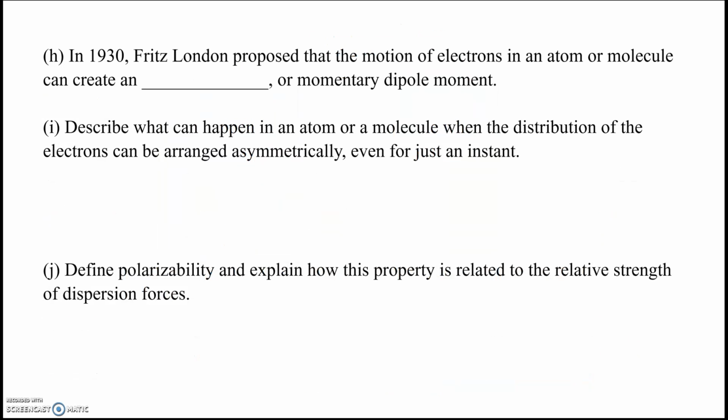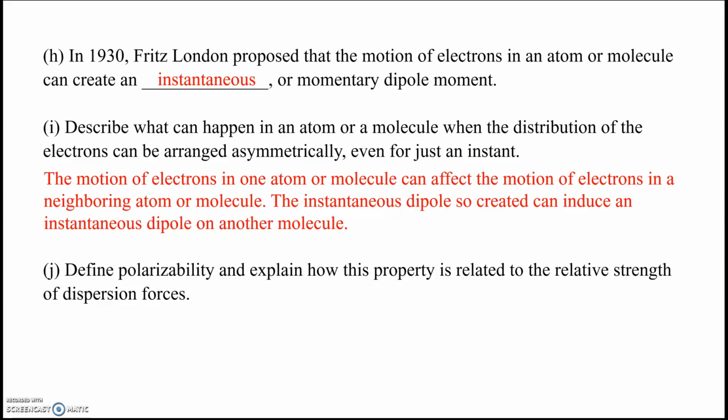All right, in 1930, Fritz London proposed that the motion of electrons in an atom or in a molecule can create an instantaneous or a momentary dipole. So London dispersion forces are not named after the city of London. They're named after the man named Fritz London, who came up with this effect. He was a physicist. All right. We want to describe what can happen in an atom or a molecule when the distribution of these electrons can be arranged asymmetrically, even for just an instant. Well, what happens is the motion of these electrons in one atom or molecule can affect the motion of electrons in a neighboring atom or molecule, and the instantaneous dipole, which is a result of this motion, can induce an instantaneous dipole on another molecule.